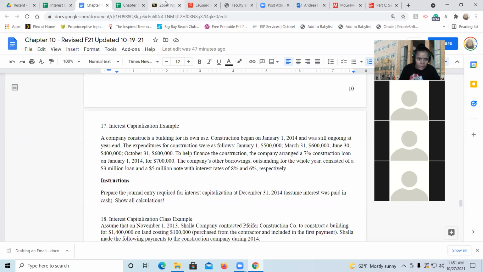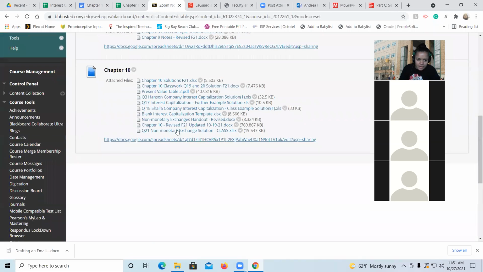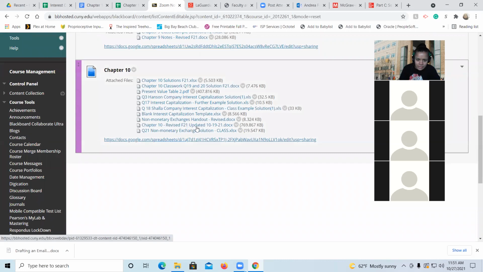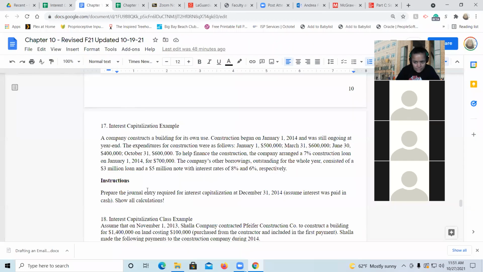If you don't know where it is on Blackboard, scroll to chapter 10, it's over here in the notes for chapter 10. All the questions are at the end of the notes. So a company constructs a building for its own use. Construction began on January the 1st, 2014. So that's when construction began. That's one of the conditions that have to be met, and it was still ongoing at year end.